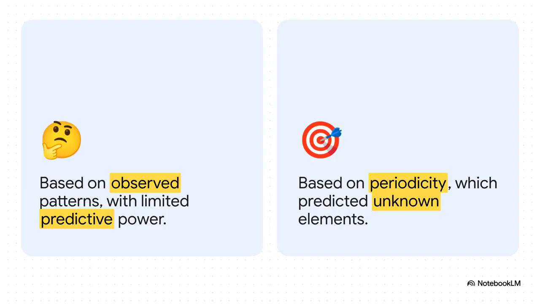And here's what set the next step apart. It's the difference between just organizing what you have and actually predicting what you don't. See, the early models were just describing what was already known. But in 1869, Dmitri Mendeleev, wow, he created a table that could basically see into the future. He arranged the elements by their atomic mass and saw the repeating patterns so clearly that he actually left gaps in his table for elements that hadn't even been discovered yet. And guess what? He was right.